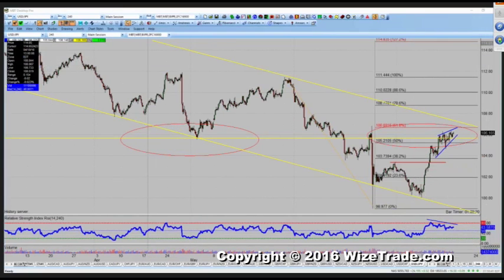Okay. U.S. dollar, Japanese yen as it approaches the major 106.60 to 80 resistance has divergent RSI in ascending wedge at tip. Yes.